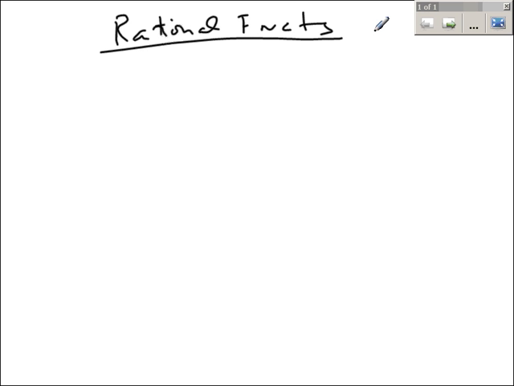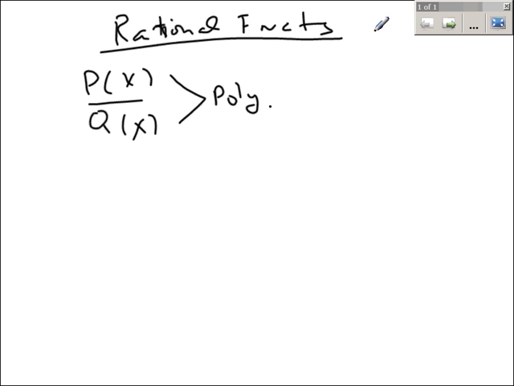Let's talk about how to graph rational functions. Rational functions. What is a rational function? It's one polynomial divided by another polynomial. Both of these are polynomials. You divide two polynomials, and what you get is called a rational function.